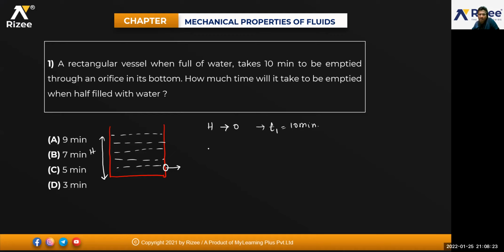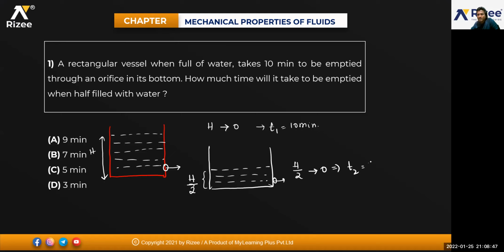Now the same vessel when it is half filled. This one is half filled, this one is H by 2. And there is an orifice here. So now from height H by 2, it is becoming 0. For this one, what is the time taken is asked. This is the question. Can anyone try it? Time taken to empty the vessel.